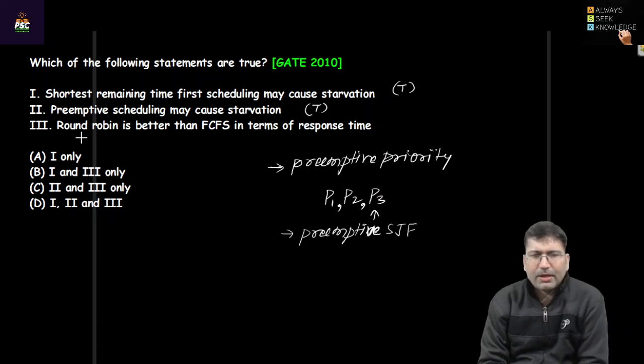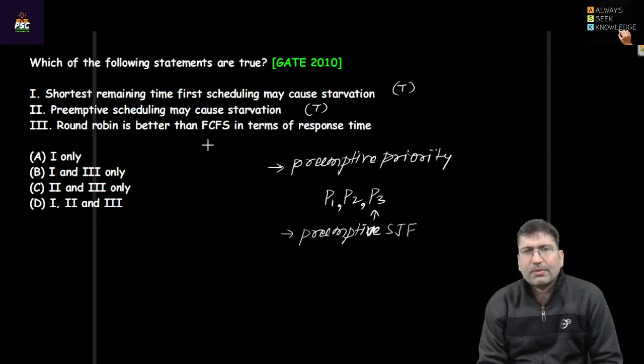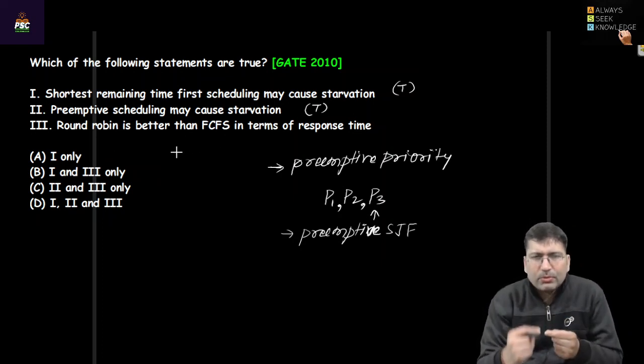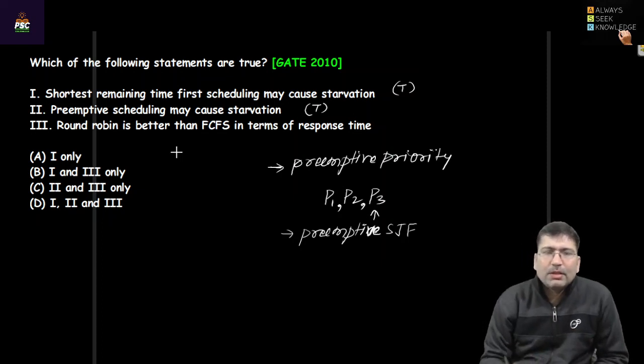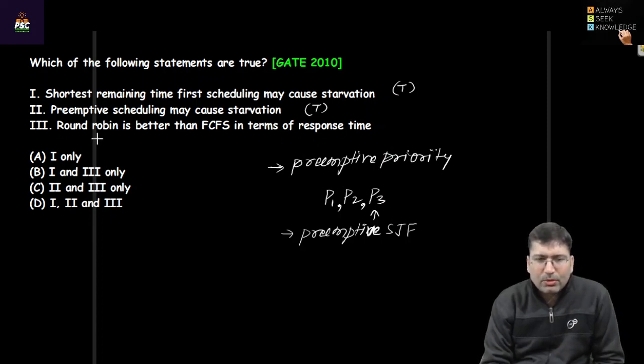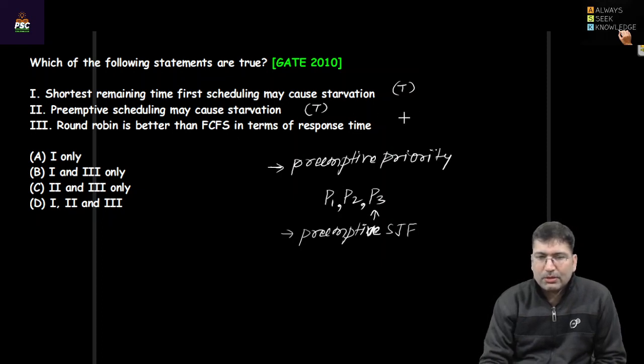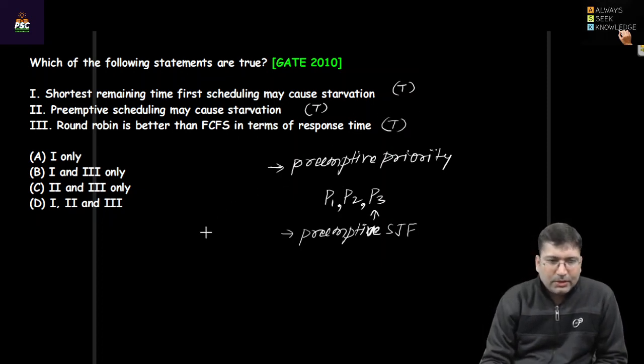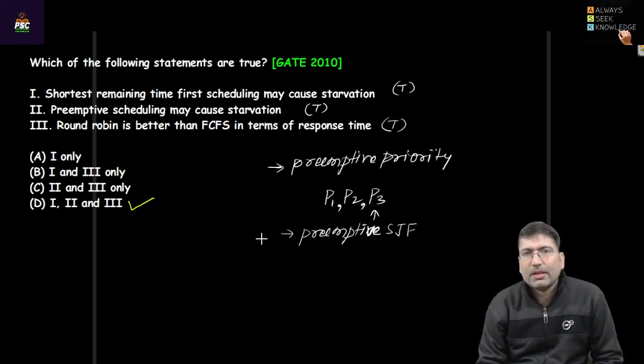So if we compare round robin with first come first serve, round robin tries to allocate the CPU uniformly, equally to all the processes. So it balances the response time of the system. In that way, we can say round robin is better than first come first serve. So this statement also you can consider as true, right? So the answer should be D, where all these statements are correct.